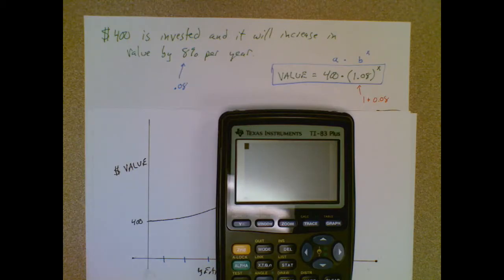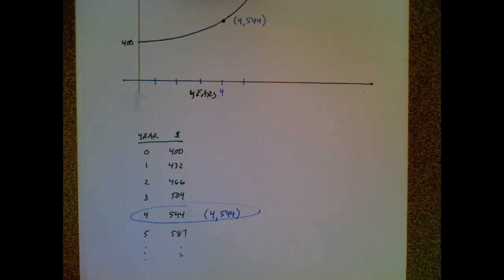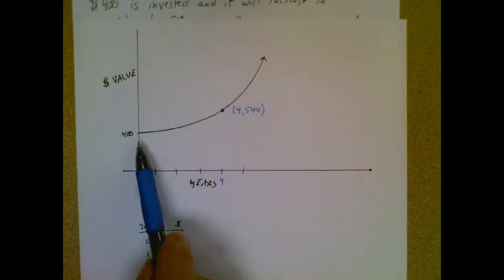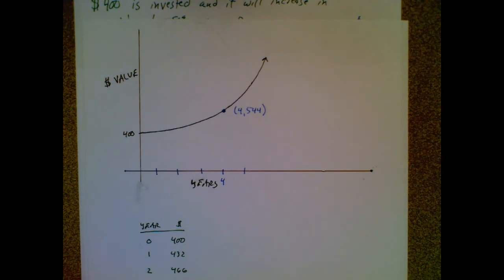In this case, I would probably do 1.08 raised to the 4th power, and then I would multiply that by 400, and there's that 544 I was talking about. If you carry that out for a bunch of values and get a bunch of points, you would verify this curvy growth path.